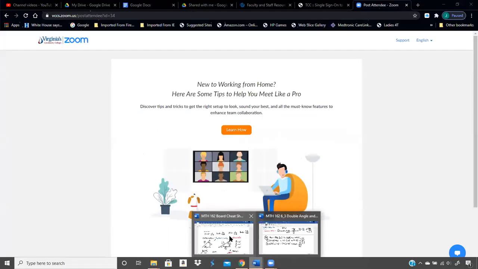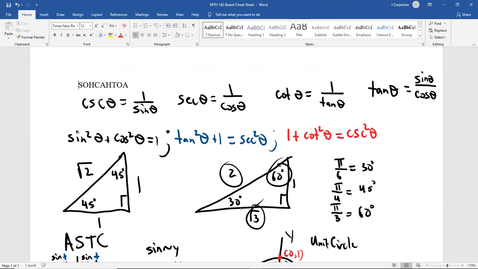Yep. 60 degrees, adjacent is the 1, hypotenuse 2, and there's your half.